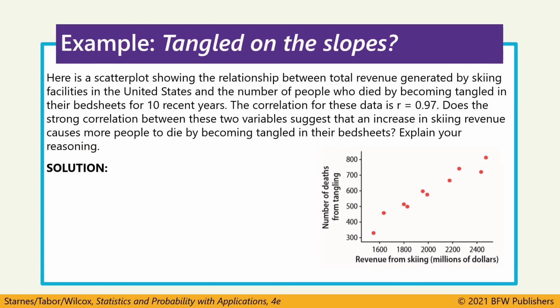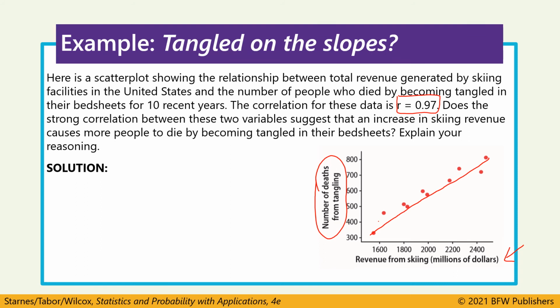And to demonstrate that, we have this graph here. Along the x-axis, the explanatory variable is revenue from skiing, and the y-axis, the response variable, is the number of deaths per year from people who get tangled in their bed sheets. And this is real data. Apparently this really happens. And we can see that this is a very strong correlation. These points are really close to that line of best fit. It's not very spread out at all. The r value here is actually 0.97. It's almost perfect. 1.0 would mean that they lie perfectly in a line.